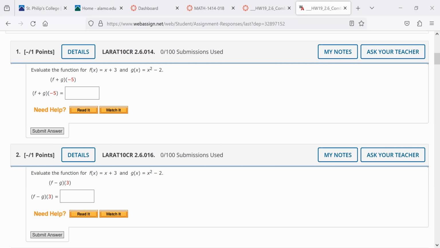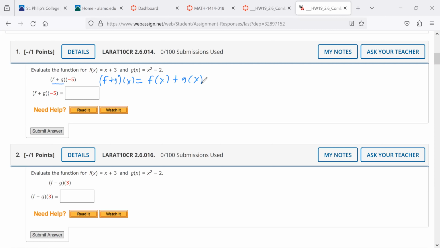Annotation. Whenever you see this f plus g of whatever here, all that means is you add the functions and plug in -5. So just real quick, a quick note. F plus g of any value x is equal to f of x plus g of x. That's all they want you to do.